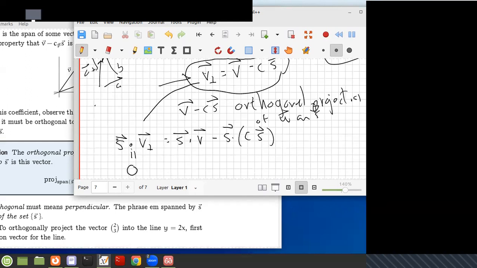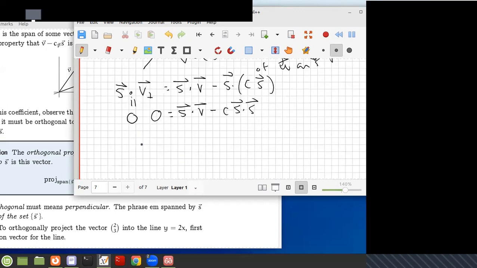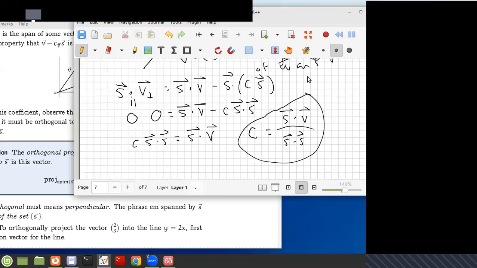We can say, well, this side is zero because they're perpendicular. So we have zero equals S dot V minus CS dot S. And then if I bring this to the other side, I have CS dot S equals S dot V. And C, that constant I wanted to find, was the dot product of S and V over S dot S. So that's the goal of this maneuver, okay?